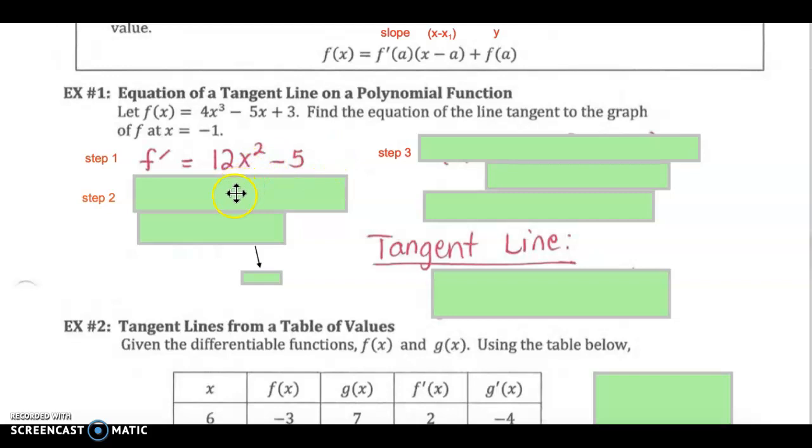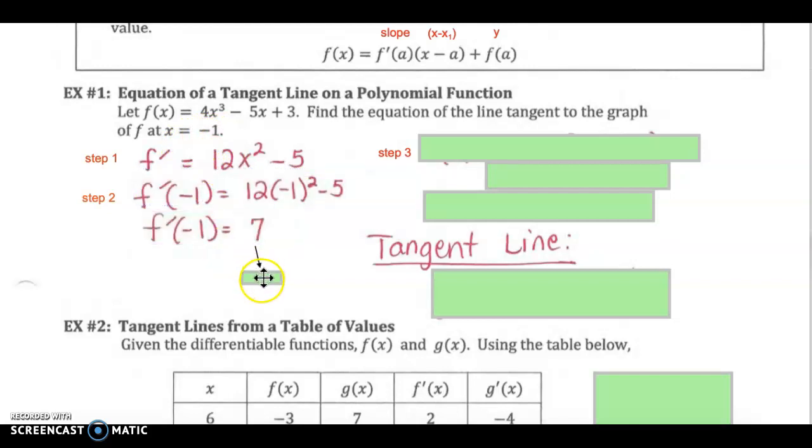Okay, step 2, once you find the derivative, you want to plug in your x value. So we want to plug in -1, just like that, and that'll give us 7. So this number represents our slope, because once we plug the x value into the derivative, that gives us slope. Okay, step 3, we're going to take -1, we want to find that y value.